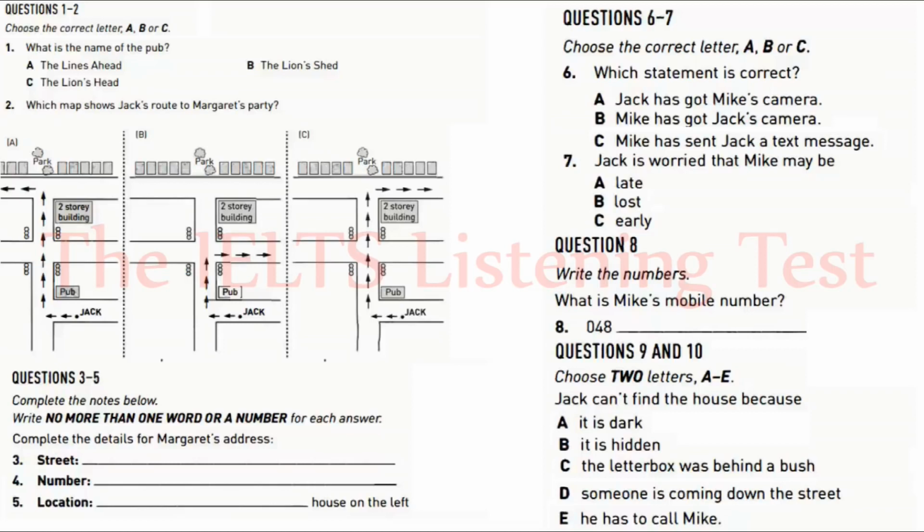You will see that there is an example which has been done for you. On this occasion only, the conversation relating to this will be repeated. Jack has got lost on his way to Margaret's party. He is phoning her for directions.